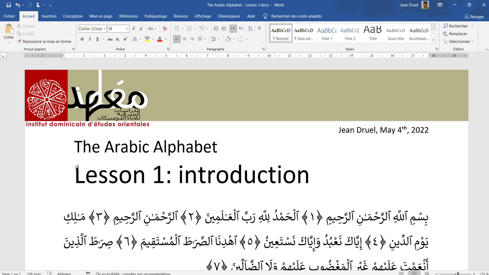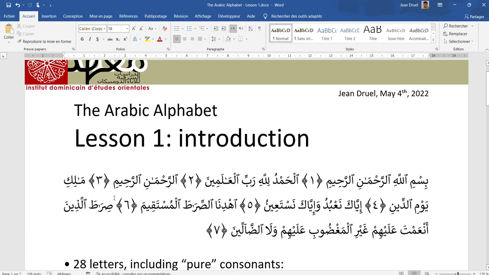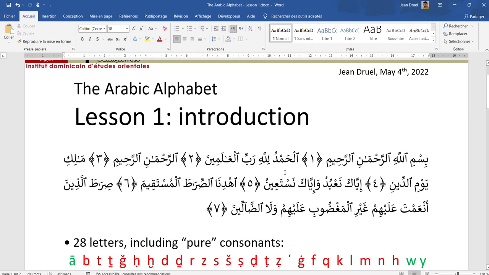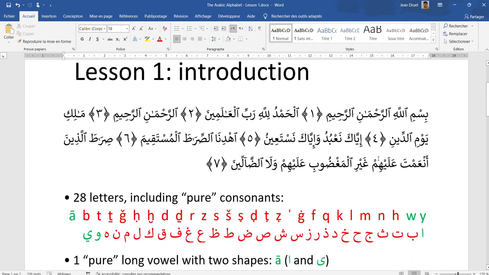So these lessons, I've prepared 12 lessons, are an introduction to the Arabic alphabet. I'm not teaching you Arabic, but just how to read Arabic without first understanding it. So in this lesson 1, it's a general introduction. I will give you the general principles of the Arabic alphabet, and then we will see lesson after lesson the different letters.